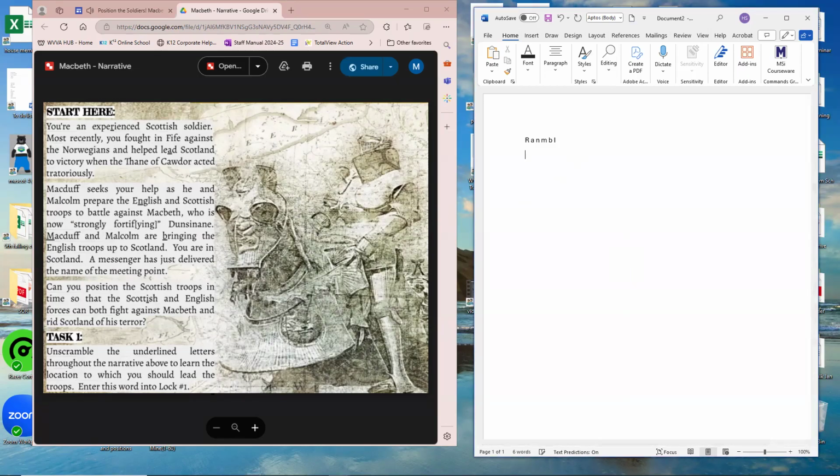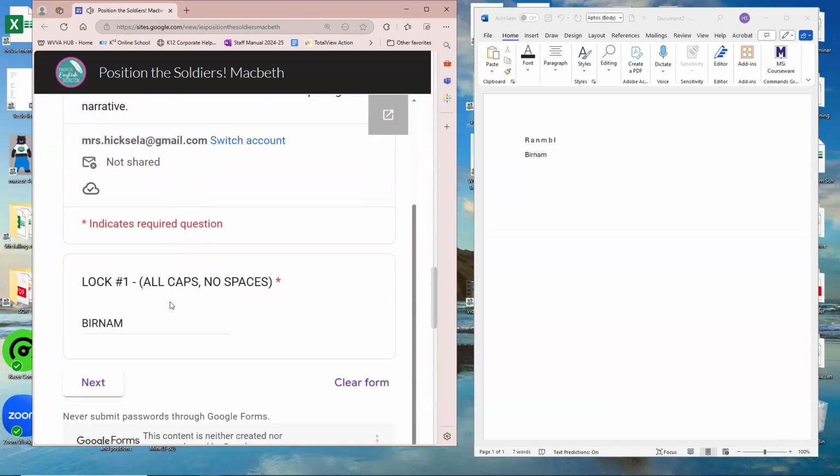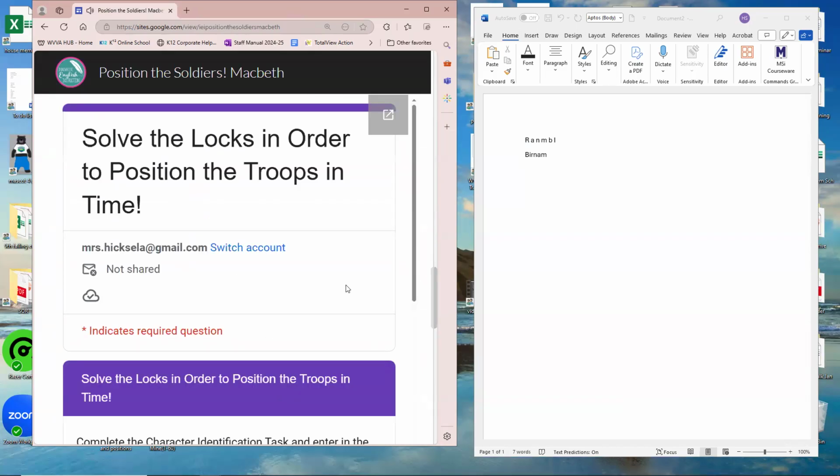So when we're looking at this to unscramble, it is a place. Should be B-I-R-N-A-M. B-I-R-N-A-M. So that's our first one. So I'm going to scroll down here. I'm going to type it in all caps, no space, and tell it next.